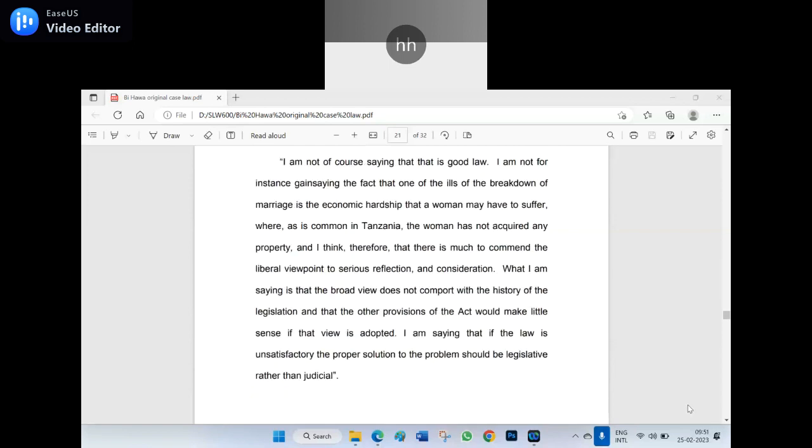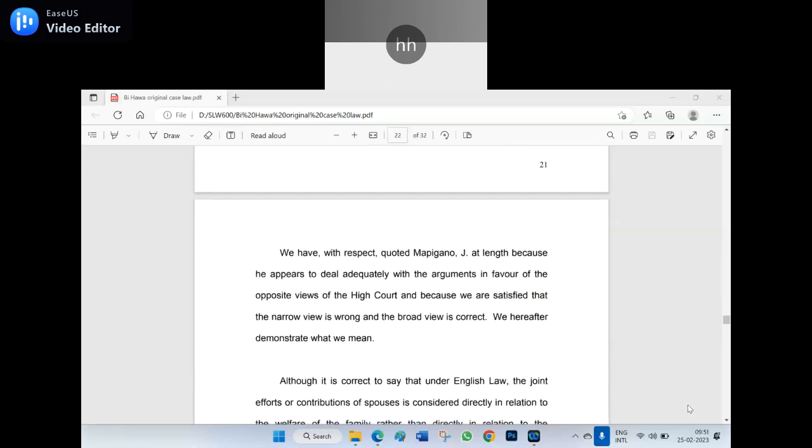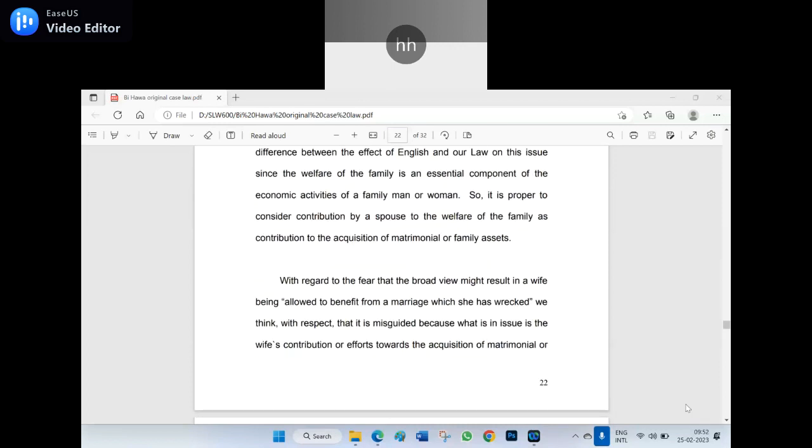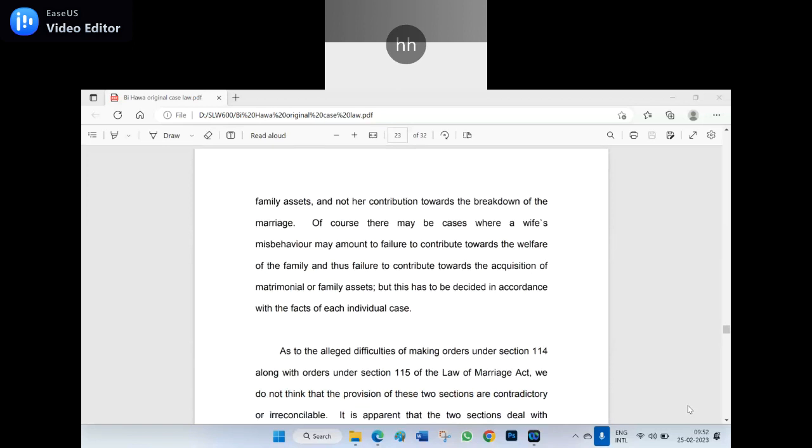Which are relevant to prove our issues, you have to cite only those cases to support your view. And when you go further, we can say that we have, with respect, quoted Mapingo J at length because he appears to deal adequately with the arguments in favor of the opposite view of the High Court, and because we are satisfied that the narrow view is wrong and the broad view is correct. Of course, some people take a negative approach depending upon their upbringing and their school of thought, and they will give a different opinion. That's why we can say it's a dissenting opinion. And those who give the assenting opinion in the majority, that will prevail. The assenting majority will prevail. Is it clear? And the dissent will be overlooked.